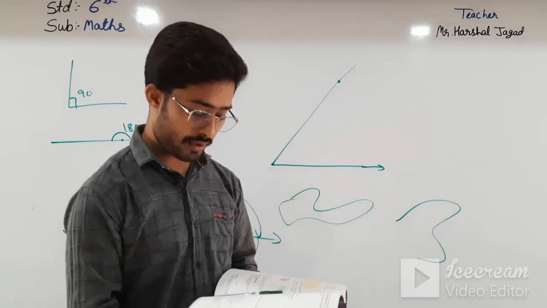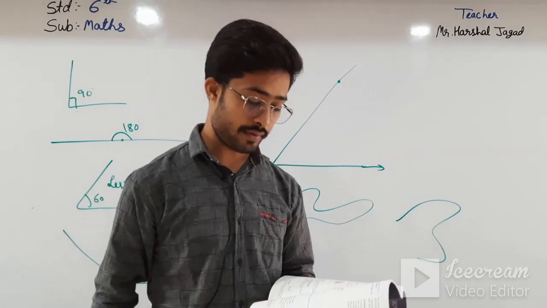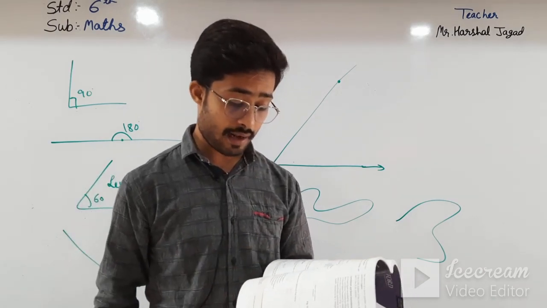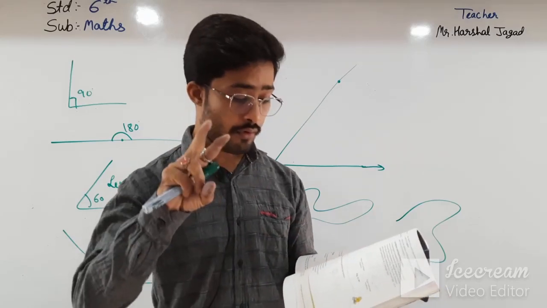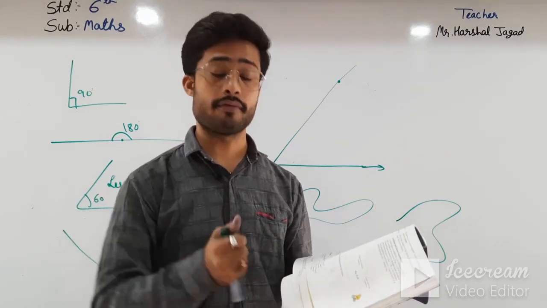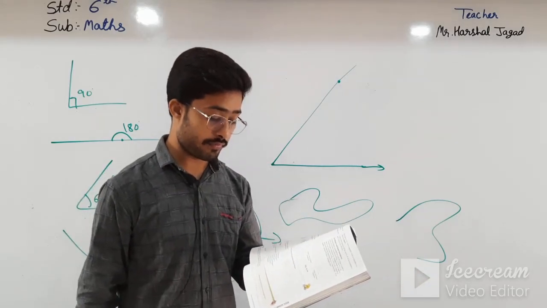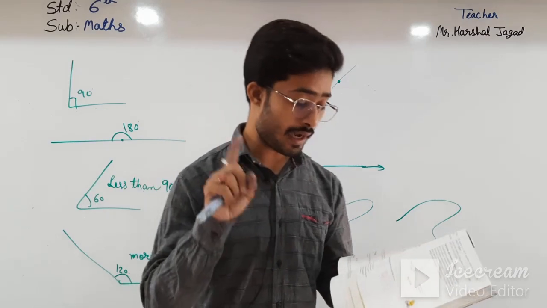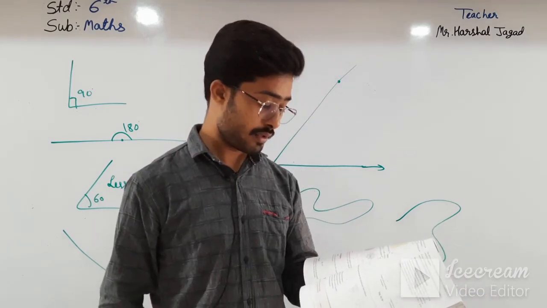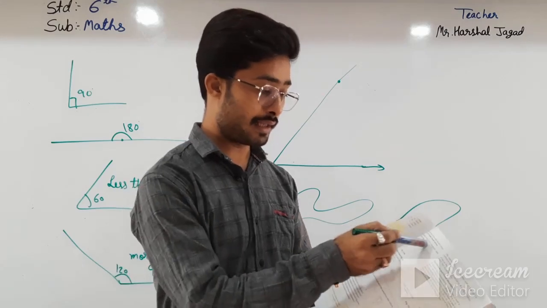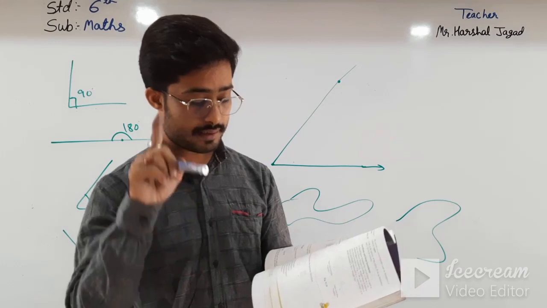Here what you have to do is observe the figure carefully and then answer the following questions. Which of these figures are open? Figure number 2, figure number 4 and figure number 5 are open figures. Which of these figures are closed figures? Closed figures are the first and third. Which of these figures are simple curves? Simple curves you can see like this. These are known as simple curves.